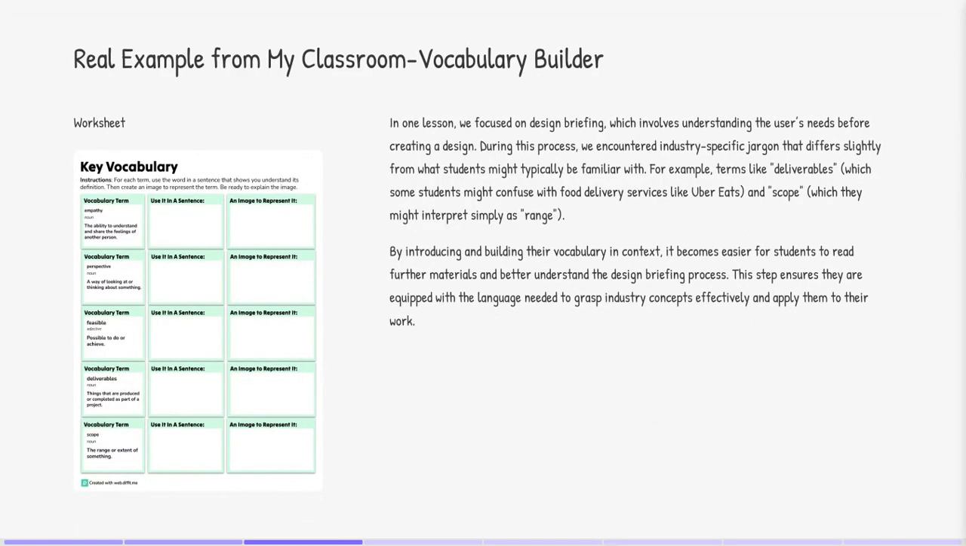The other example is I like to use a vocabulary builder. This is to pave the way before they dive into the reading and to highlight the keywords and then make sure they understand the context of how to use these keywords.